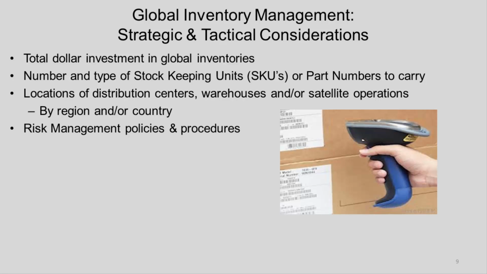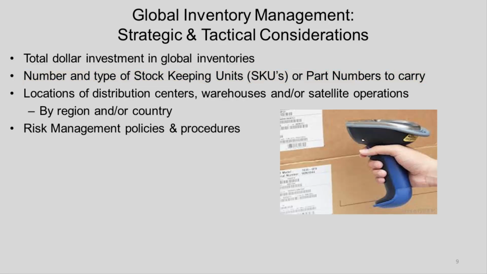So what's our total dollar investment going to be? Bullet point number 2 influences number 1 in that the number and type of stock keeping units, the identifier of finished goods, or part numbers for raw materials and accessories: how much and what type are we going to carry, and ultimately where? Needless to say, the more SKUs we carry, the more part numbers we carry, the greater the investment potentially in global inventories. So how many SKUs, how many part numbers, is a very important consideration that has to be decided upon prior to getting to a tactical level.